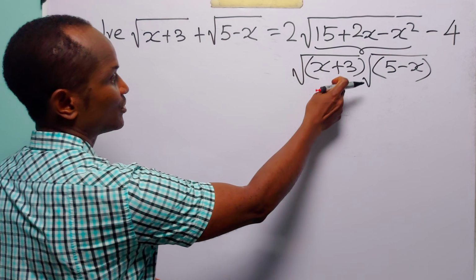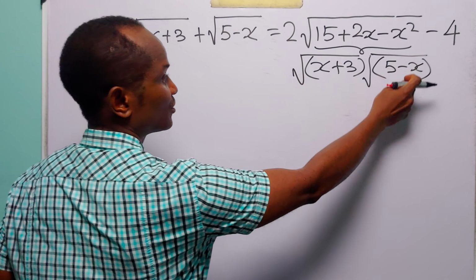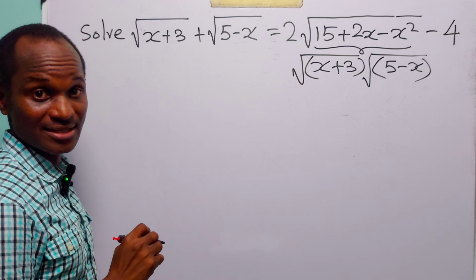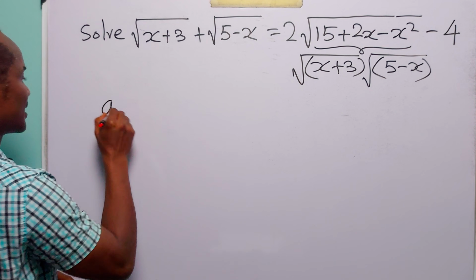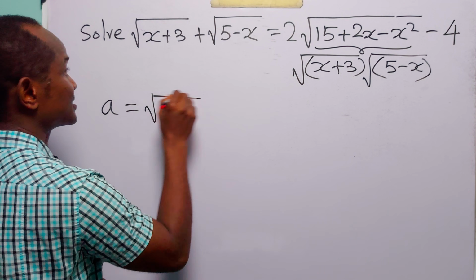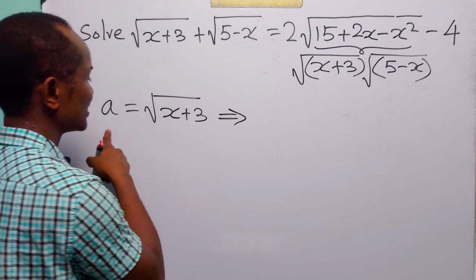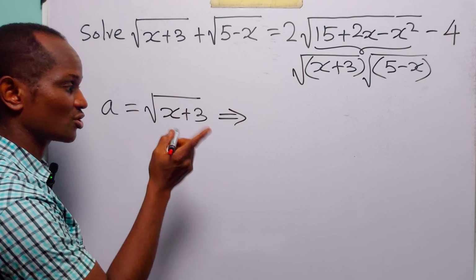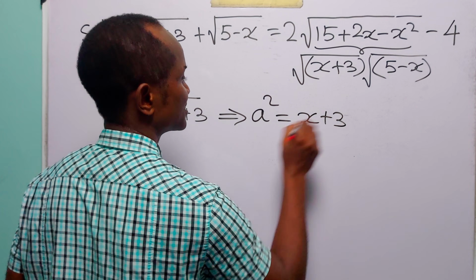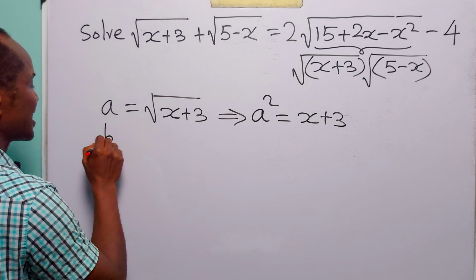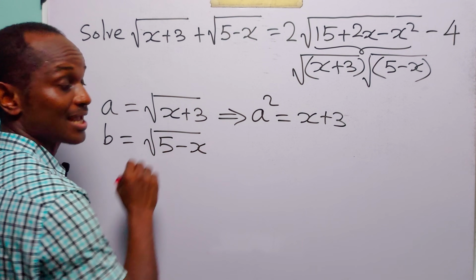Now, since we have the square root of x plus 3 on both sides of the equation, and also the square root of 5 minus x on both sides of the equation, let us do a substitution. Let a be equal to the square root of x plus 3. Of course, you know that if we square both sides of this equation, we have that a squared is equal to x plus 3. Also, let b be equal to the square root of 5 minus x.